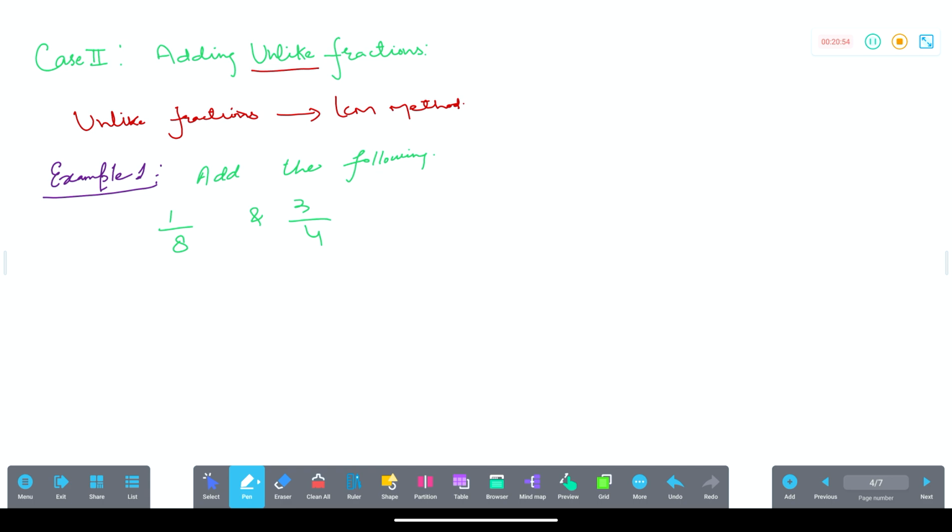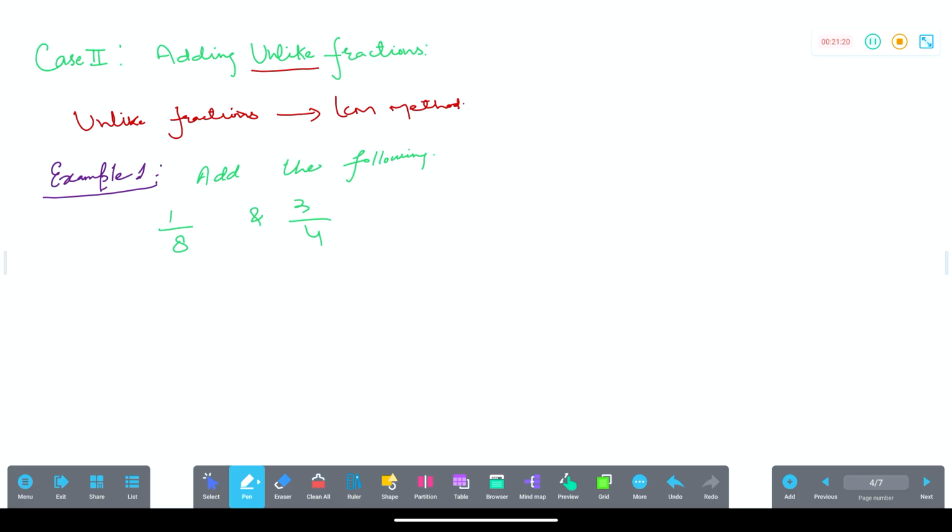So you can't add them directly. Remember the remark that I showed there, when we learned like and unlike fractions. I told you there, we can add and subtract only and only like fractions. If there are unlike fractions, you first need to convert them into like fractions. How? By the method of LCM.